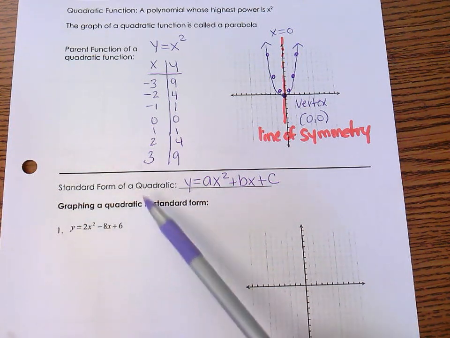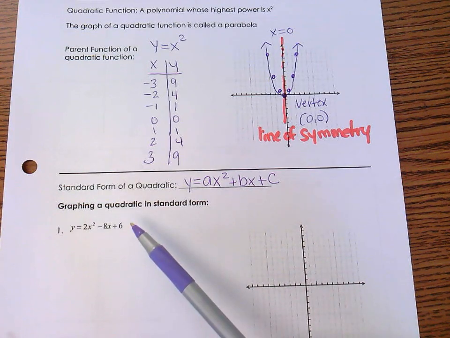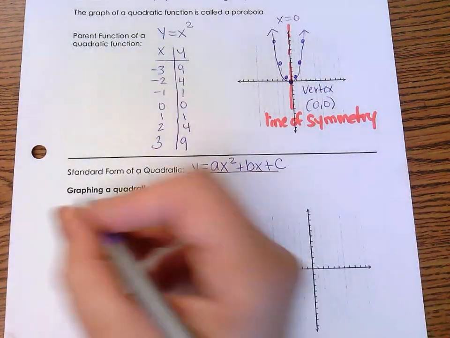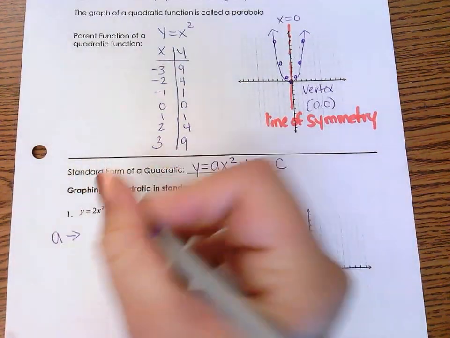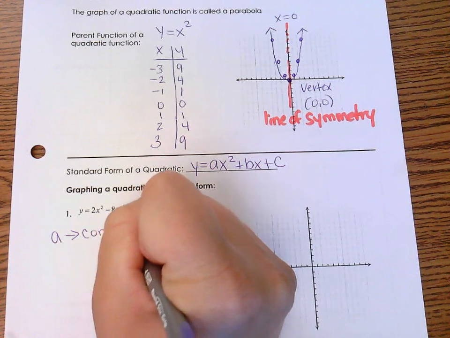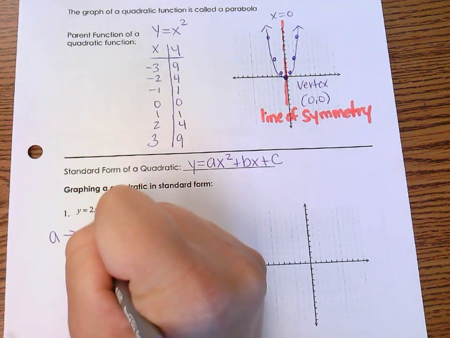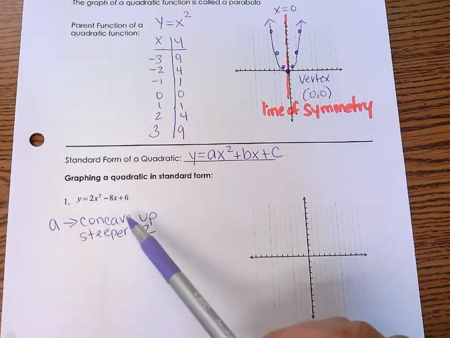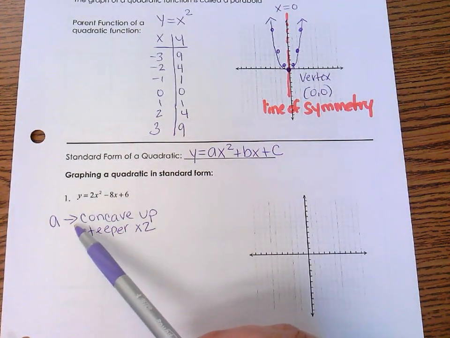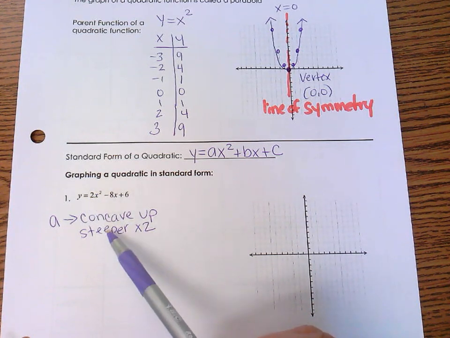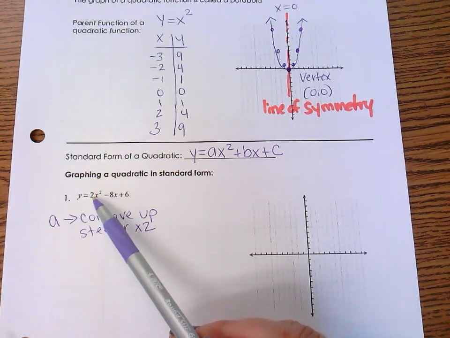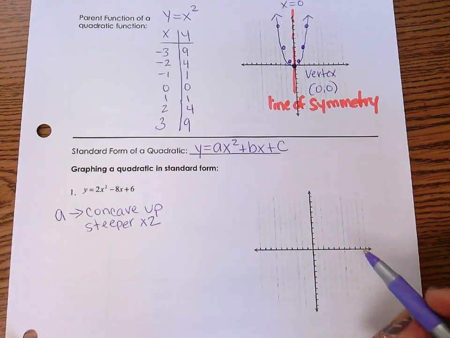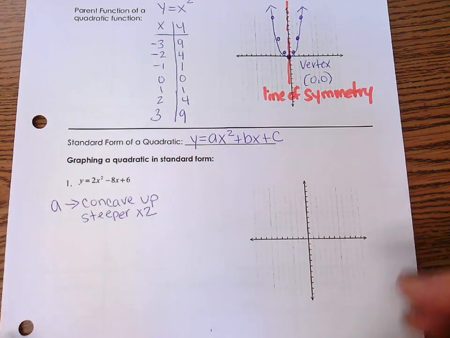I cannot identify the vertex from looking at the equation because I need to do a little bit of math. So your first step is, what does the A value tell you? In this case, it's going to be concave up, and it's going to be steeper times 2. So I always like to write down my ABC information. A is concave up because it's positive, and steeper because it's times 2. The B information is how you figure out your vertex. Do you remember the equation to figure out your vertex in standard form?